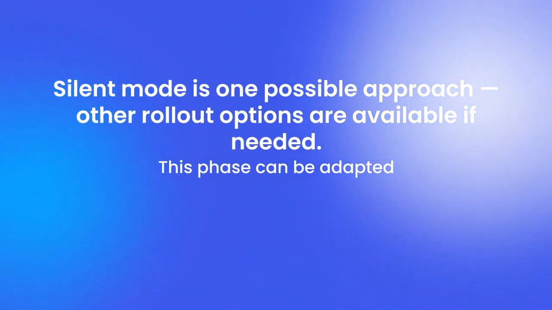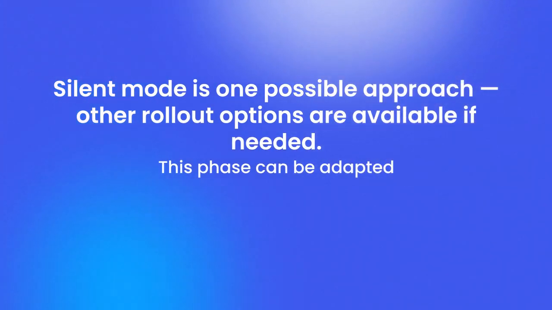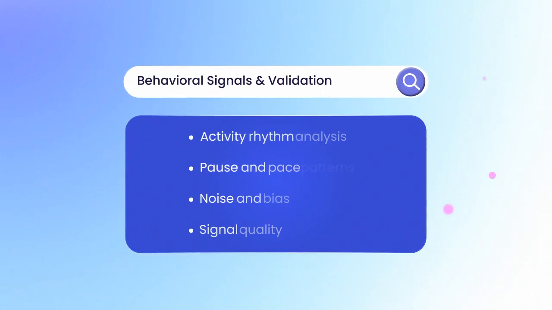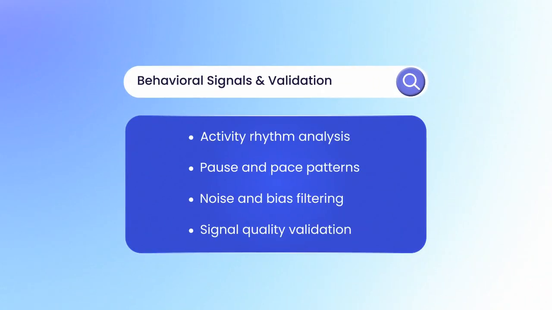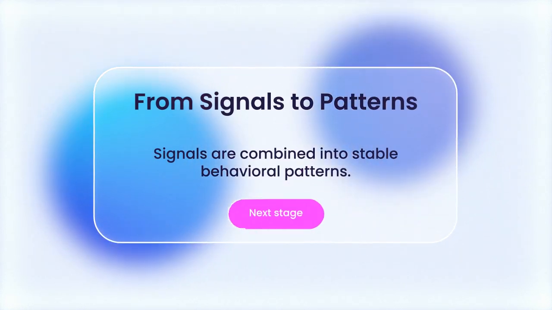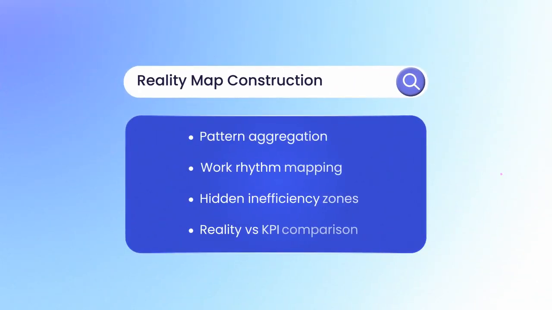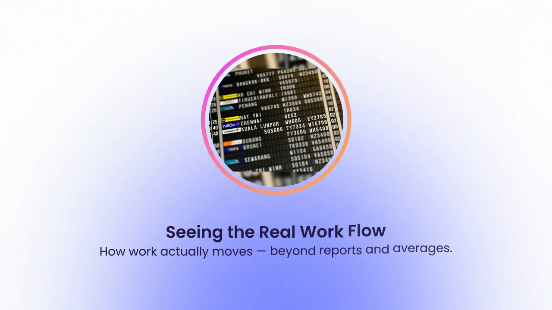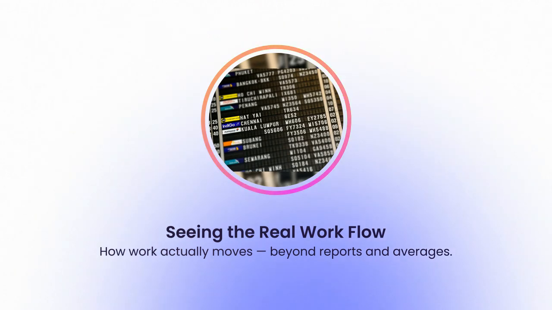Other implementation options are also possible. At this stage, activity signals are validated, separating real patterns from noise and random behavior. Individual signals come together to form stable patterns of real work behavior. Validated patterns are combined into a reality map, showing how work actually flows across the team. This is where real workflow becomes visible, not as numbers, but as patterns of effort, pace, and coordination.